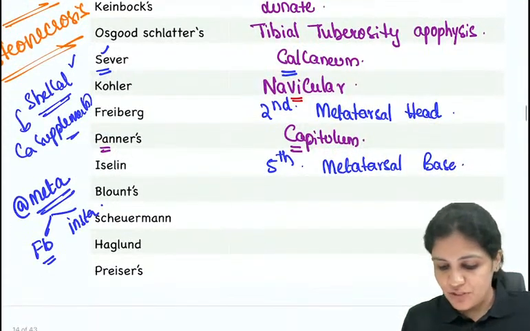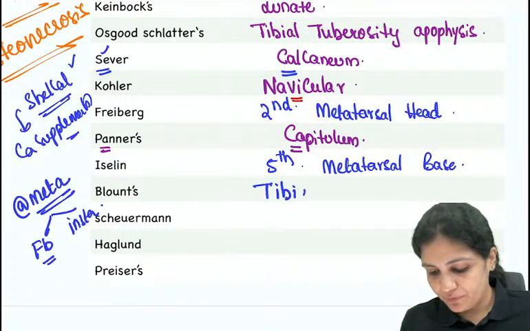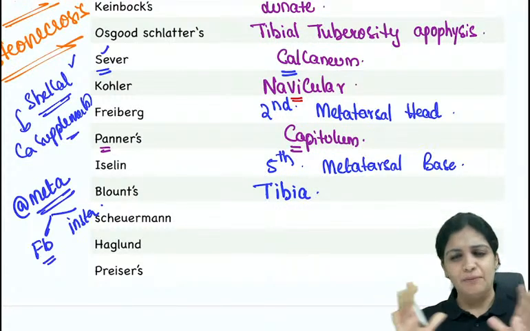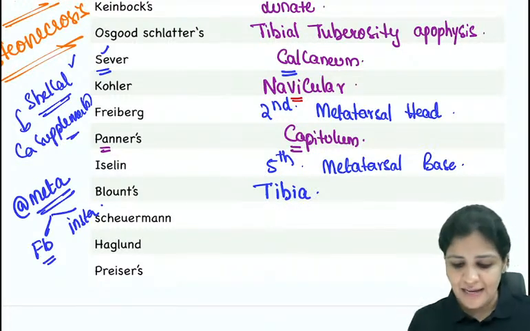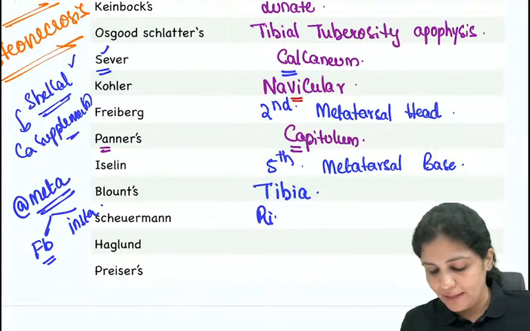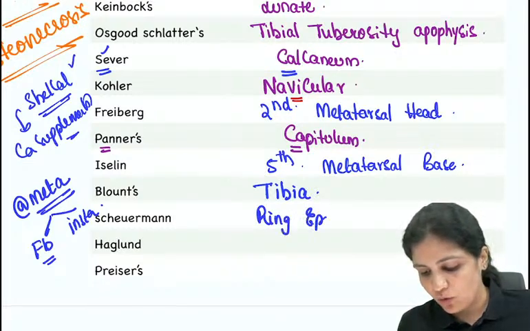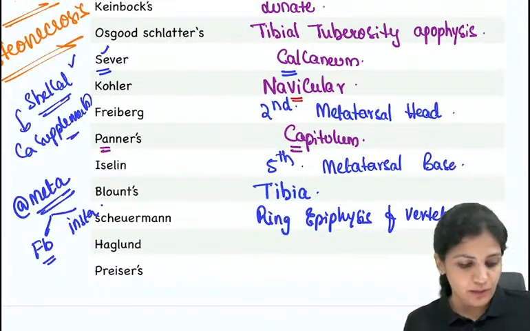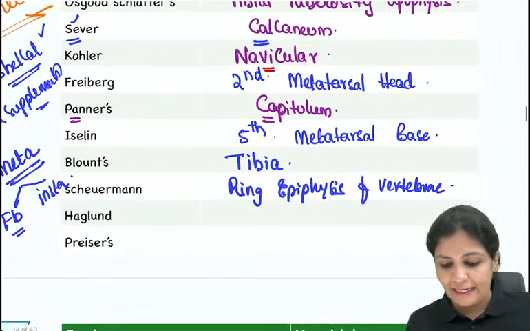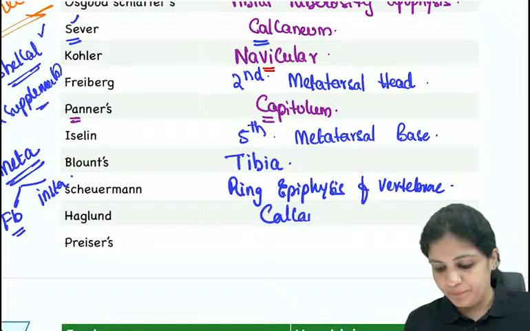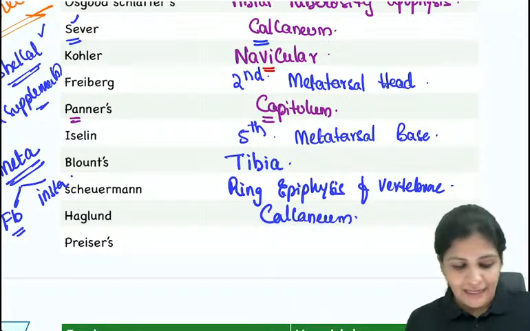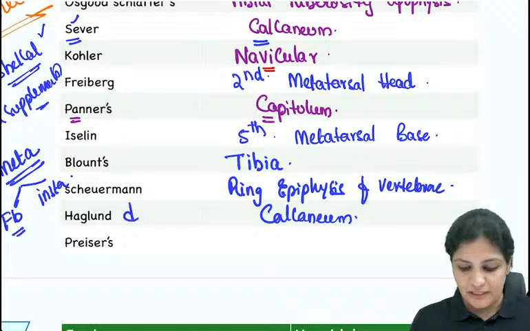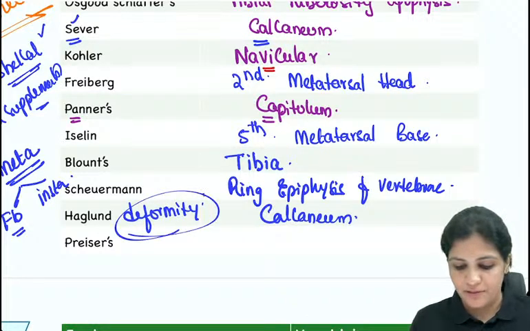Next, Blount's. Blount's is tibia. Tibia vara, bilateral tibia vara is Blount's disease, right? Then what is Scheuermann? Scheuermann is again the ring epiphysis of the vertebra, right? Then what is Haglund? Haglund is calcaneum. It is again the Haglund deformity. So there is one thing you have to remember, the Haglund deformity.